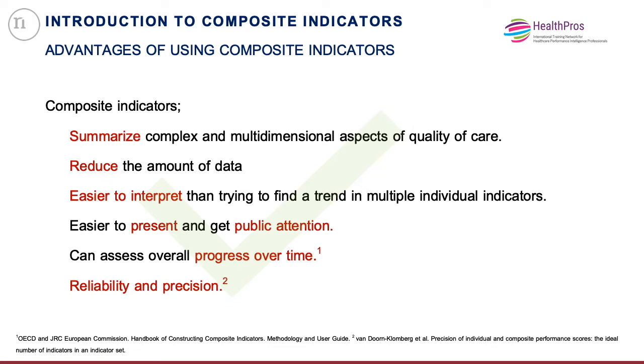Composite indicators can summarize complex and multidimensional aspects of quality of healthcare and report the quality with a single score, and by doing so, they can reduce the amount of data presented in quality reports and can be easier to interpret than trying to find a trend in multiple individual indicators. Composite indicators also can be easier to present and to get public attention. By using composite indicators, we can assess overall progress over time, and using composite indicators may result in increased reliability and precision.